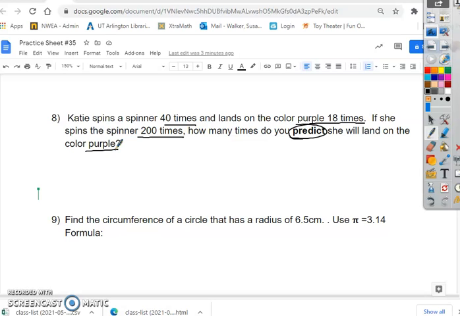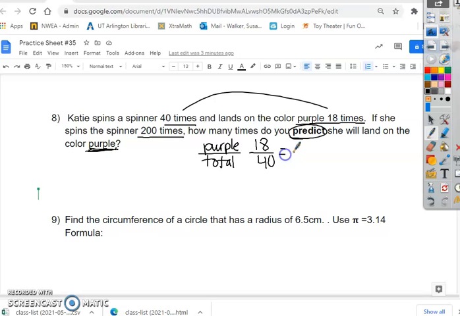So think of what we're focusing on right now. What are we focusing on? Purple. Tell me what we know about purple. Hopefully you know that we spin it 18 out of, please don't say 200, 18 out of 40 times. Okay, these are in the same sentence. These are related. Okay, 18 out of 40. 18 is what? Purple. Out of 40 total.